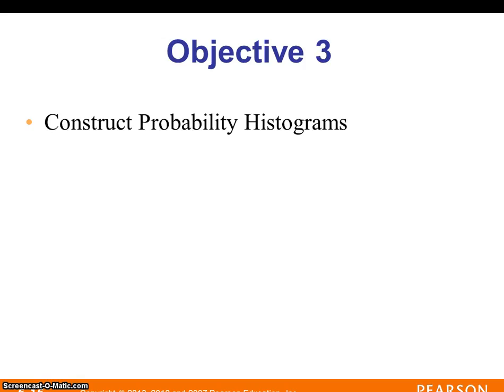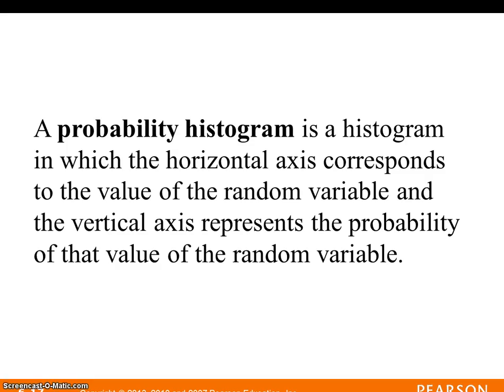Okay, that brings us to objective 3. Objective 3 is to construct probability histograms. I don't know if I'm going to really have you guys do this. I might have you interpret these more than graph them, but a probability histogram is a histogram in which the horizontal axis corresponds to the value of the random variable, and the vertical axis represents the probability of the value of the random variable.